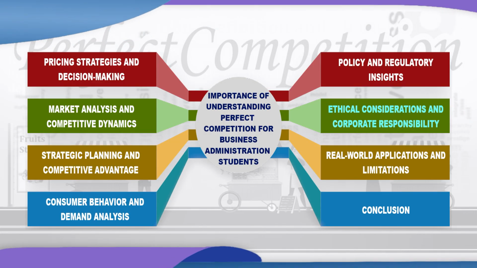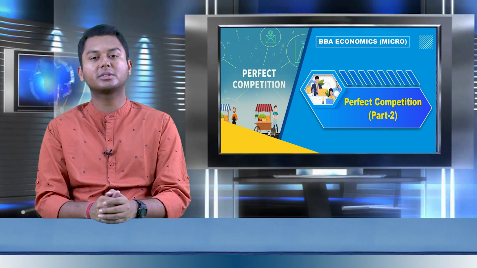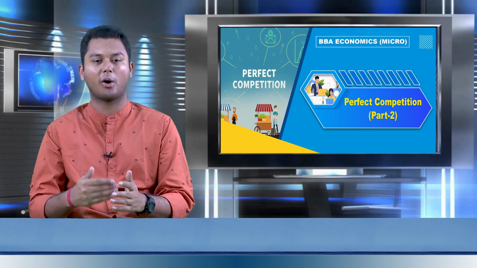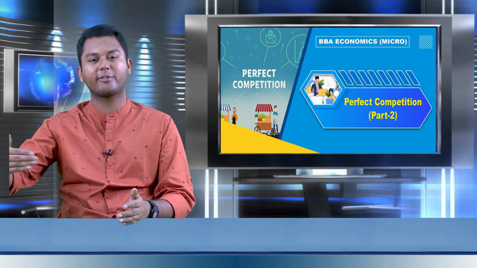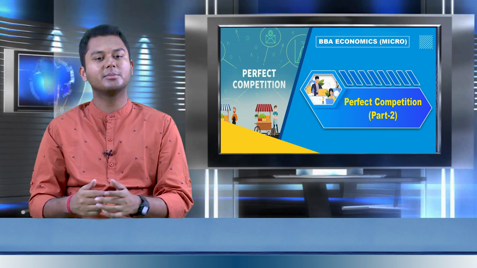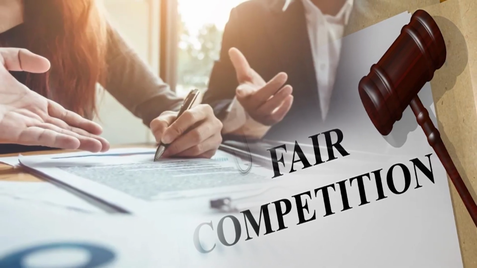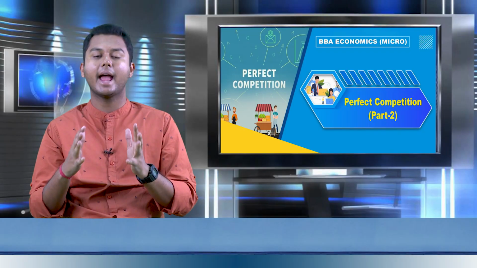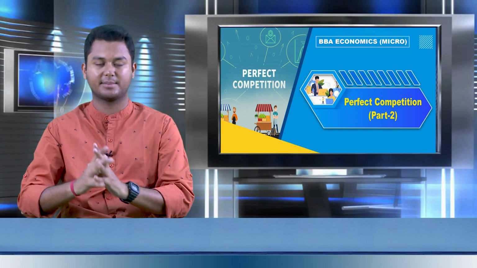Next is ethical consideration and corporate responsibility. Main aspect is fair competition. Perfect competition promotes the idea of fair competition where no single firm can dominate the market, leading to fairer outcomes for consumers and other businesses. Business students learn the importance of ethical practices in maintaining fair competition and avoiding monopolistic, anti-competitive or antitrust behavior.